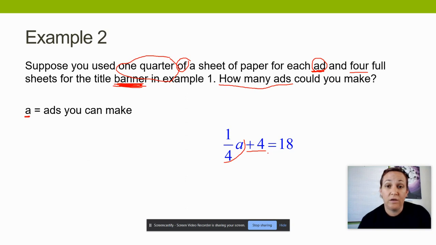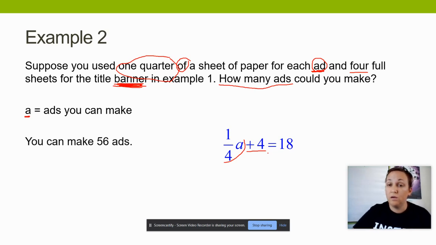When you're done solving, you're going to come back and write a sentence. And the sentence answer for this problem is, you can make 56 ads.